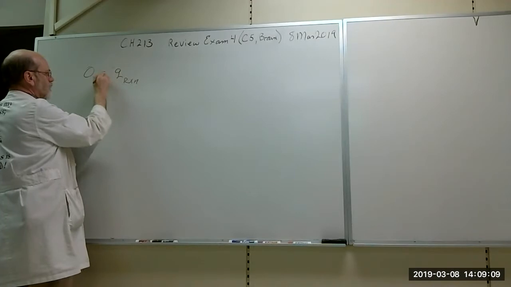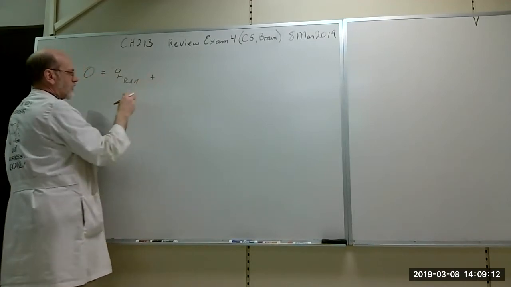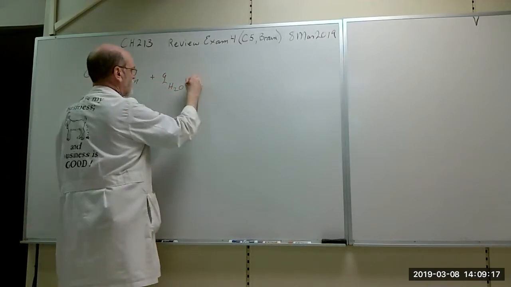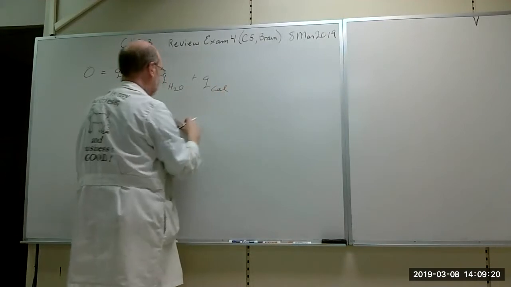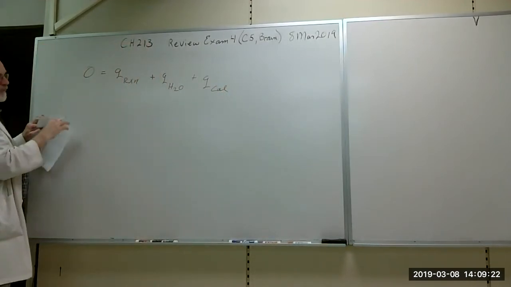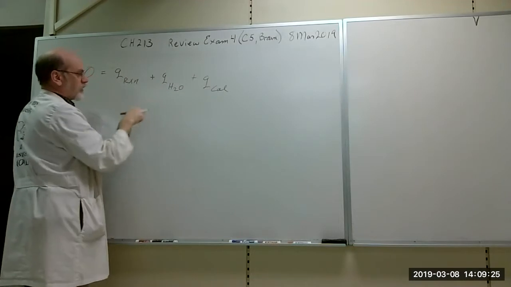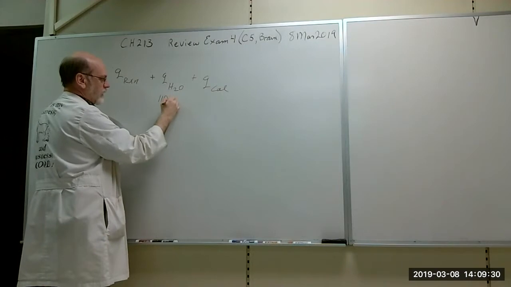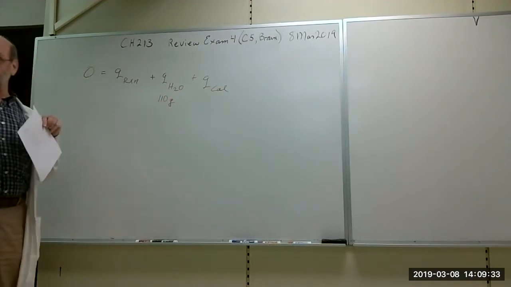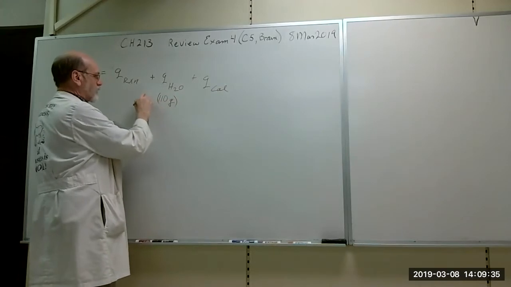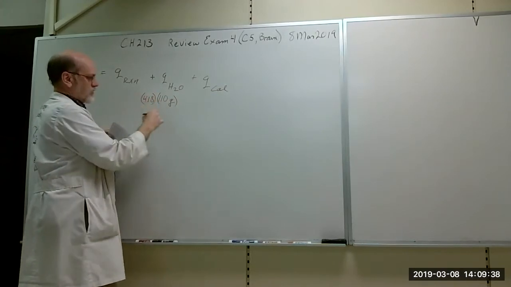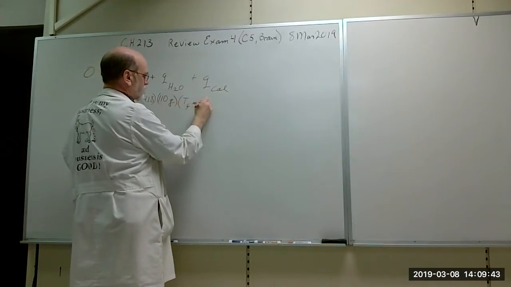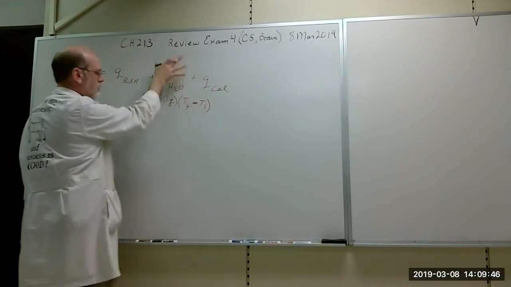So Q associated with the reaction itself is going to have an influence on Q of the water. And then we have Q of the calorimeter. Okay. So how much water do we have in that vessel when we add the acids and bases together? 110 grams. Right. And we also have 4.18 as our S value. And we have the initial temperature, final temperature minus the initial temperature. Okay. So that's our Q for the water.